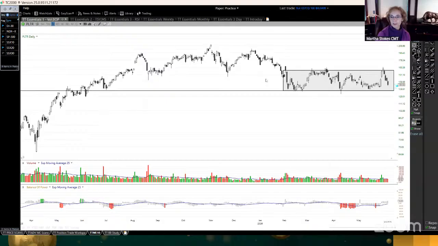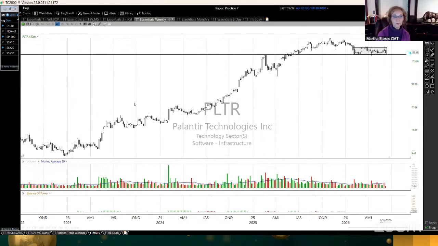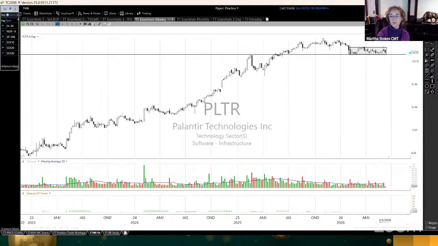Okay, we have it in a sideways pattern right now. Students are studying this. We can check this on the weekly scale, and we can see that it moved up. We started talking about this stock a long time ago as it formed a bottom and started to move up and show its strength as a company. The software infrastructure is important. The question is, can it continue to have a growth pattern over time?